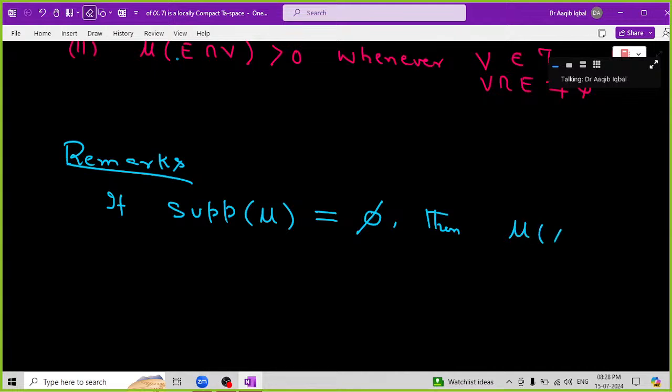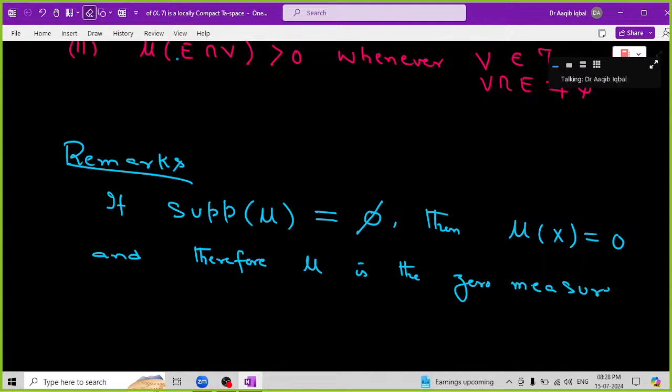Then mu of X, which is the complement of phi, will be 0, and therefore this mu has to be the zero measure. And conversely also, if mu is the zero measure, then support of mu will be the empty set. So converse is also true. If mu is the zero measure, then its support is the empty set. So this is basically if and only if. ठीक? So this is first scenario.